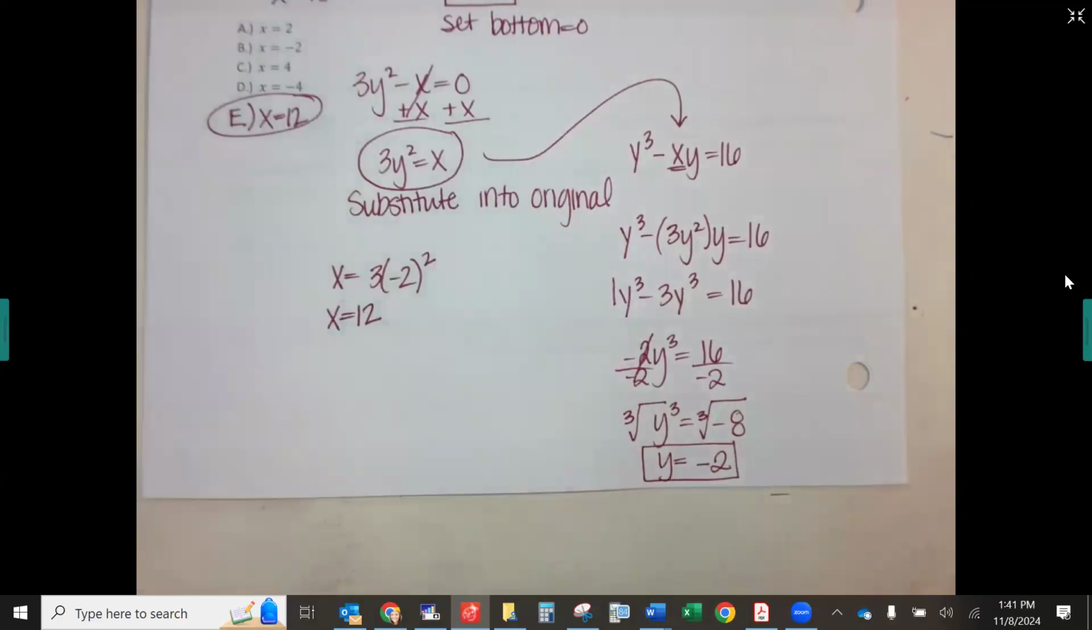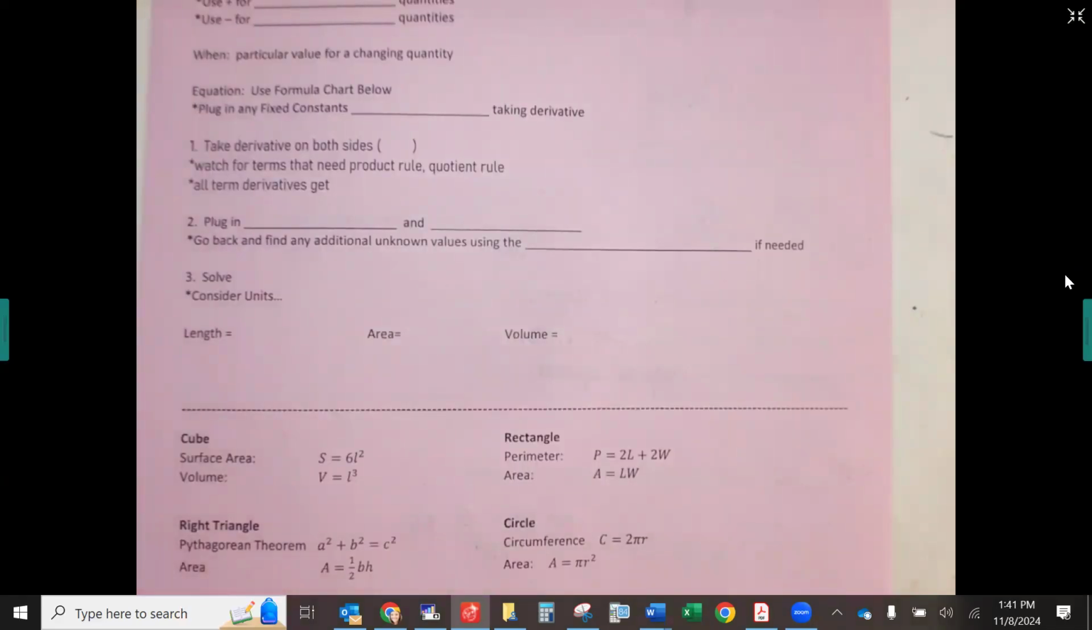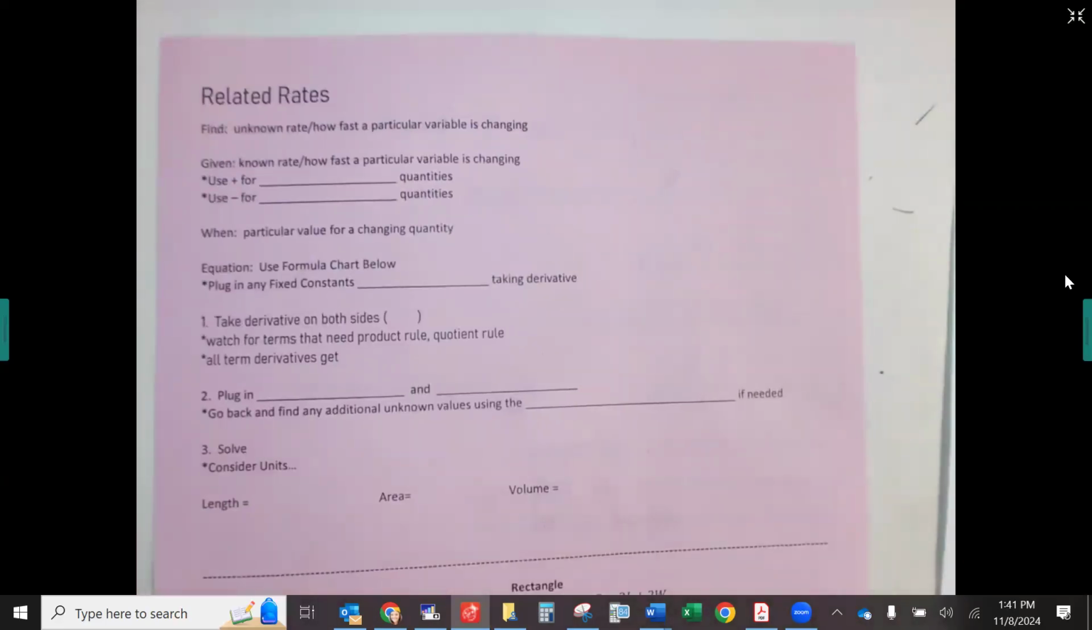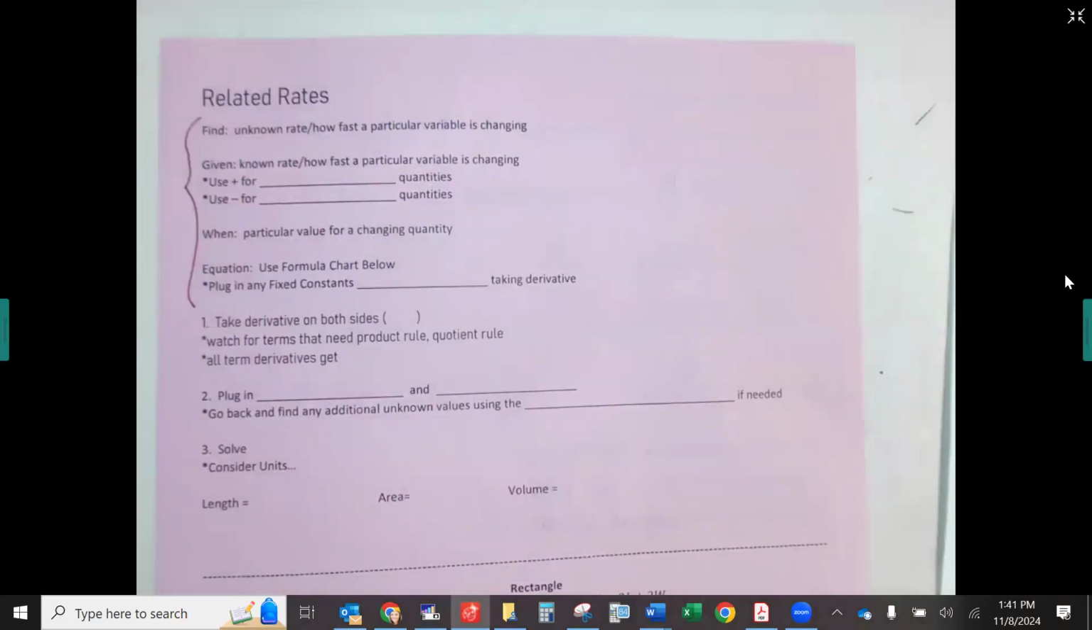Flip your pink sheet over, please. Okay, the other sort of big topic on this test, besides taking derivatives, is going to be related rates. So let's run through our steps and then we'll do a question together. Okay, for related rates, you're going to set up your find, given, when, and your equation.